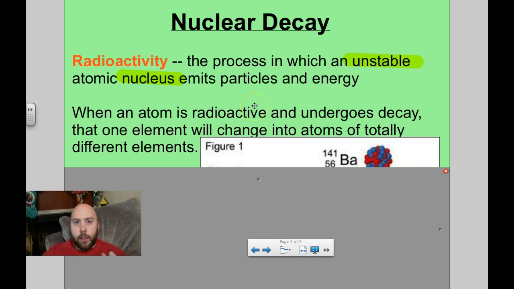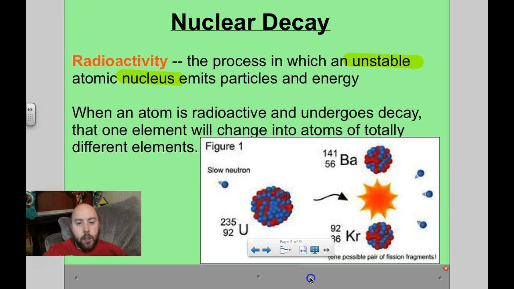When an atom is radioactive, it undergoes decay, which means one element will turn into several totally different elements because the number of protons changes. So, for example, uranium can turn into barium and krypton, and then this can decay and create some other elements. The kind of decay that occurs determines what kind of elements are created. In this class, we are not going to go into what are called nuclear reaction equations. You just understand that when you have nuclear decay, things are radioactive because of an unstable nucleus.